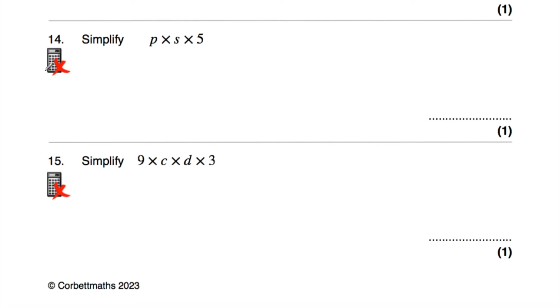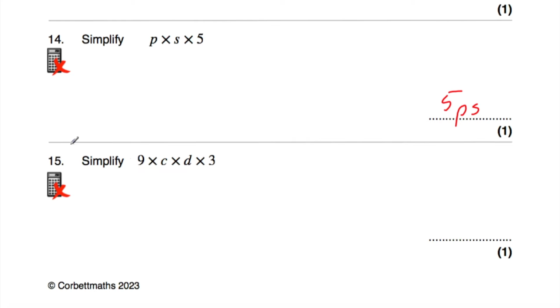Okay, let's have a look at our next question, question number 14. So question number 14, we've been asked to simplify p multiplied by s multiplied by 5. So let's put our number at the front, 5, and then let's put our letters in alphabetical order. So we've got ps, so they are in alphabetical order, so it's going to be 5ps.